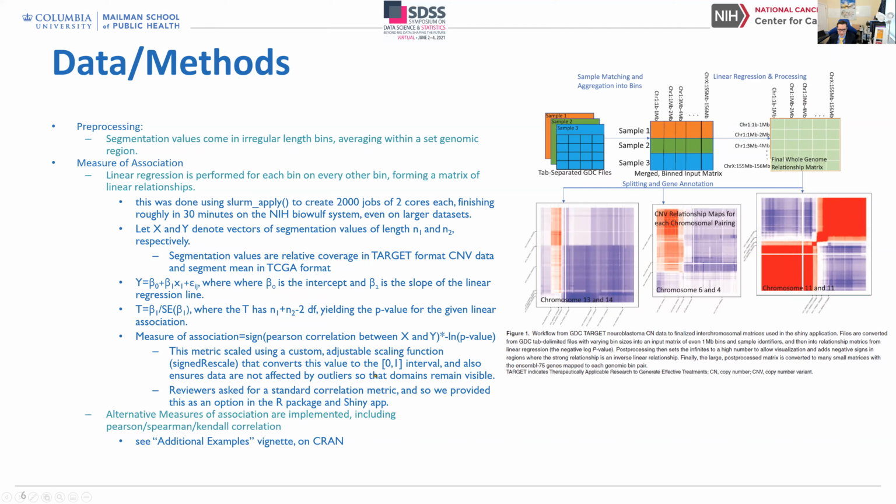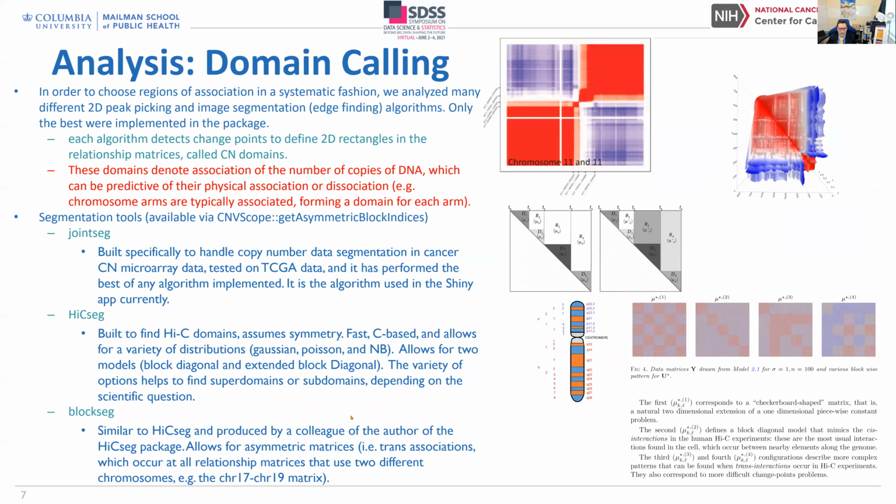We also designed a custom metric to make the color scaling work, which you may not appreciate, but it was an endeavor which took a bit of fine tuning. Additional measures of association are implemented, including Pearson, Spearman, and Kendall correlation. And you can find that in the additional examples vignette on CRAN.